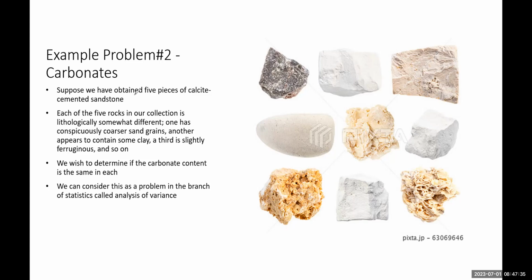Now, suppose you have obtained 5 pieces of calcite cemented sandstone. So this is 1, 2, 3, 4. This is actually 9, but yeah, sorry for that. It's a stock photo. Each of the 5 rocks in our collection is lithologically somewhat different. One has coarser grains, another has clay, a third is slightly ferruginous, and so on. Now, for some reason, I don't know why, Davis.